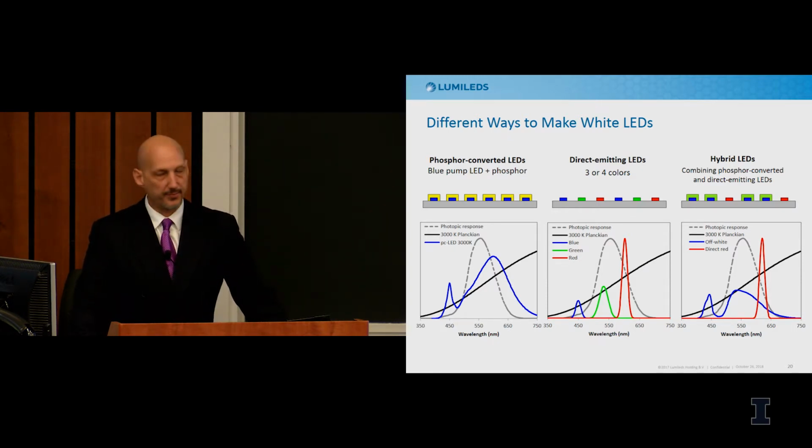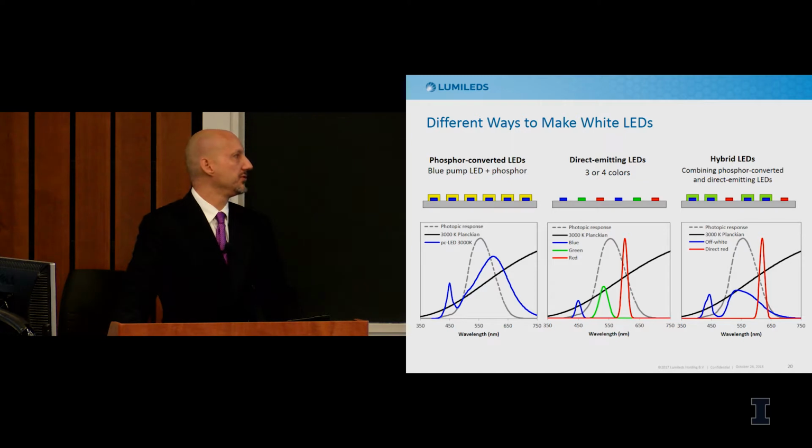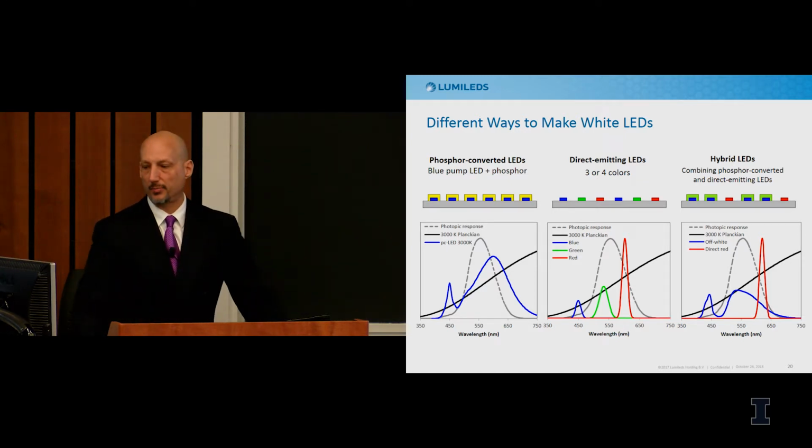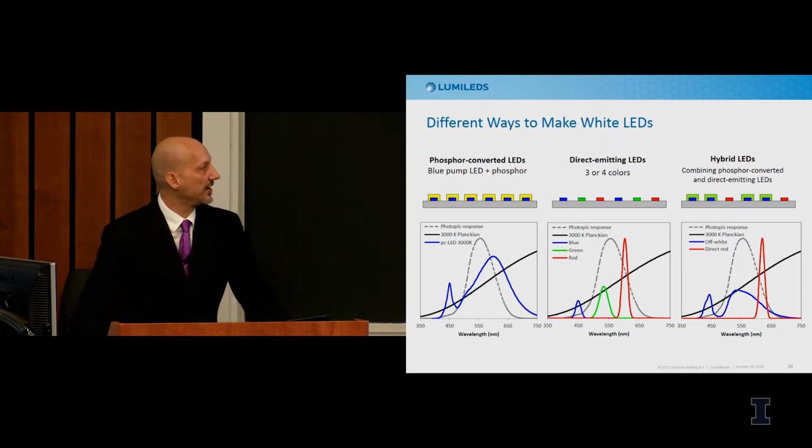Theoretically, if you can get 100% quantum efficiency, you can make something like a 400 lumen per watt device using red, green, and blue LEDs. Today's phosphor pump blue devices are about 200 lumens per watt or more. So ultimately, you want to get to red, green, and blue direct emitters. But today, most of the world is phosphor pump blue.